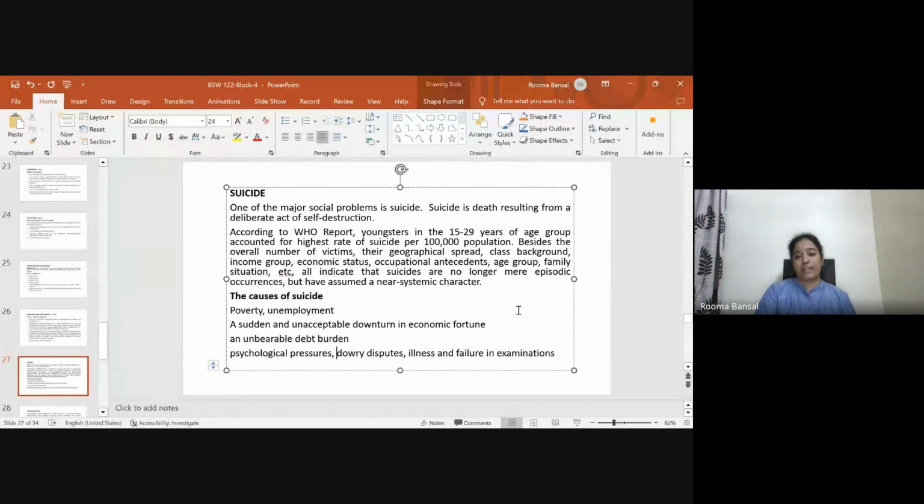Next is psychological pressures. Here we can take the example of pressure by the parents to get good marks in examination, dowry dispute, or matrimonial dispute, which can be a cause of suicide. Illness: if someone is suffering from a disease or an illness, then she or he is not ready to accept his health condition. It can be a cause of suicide.